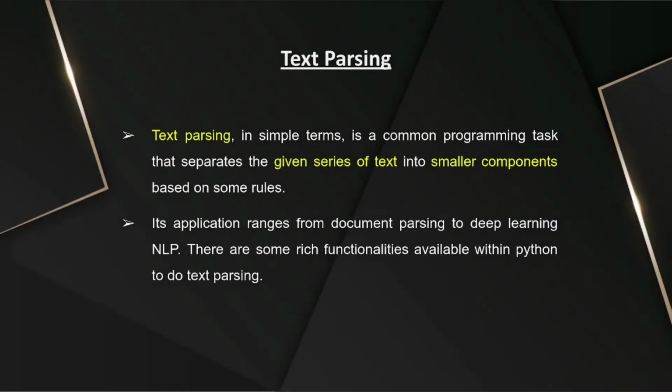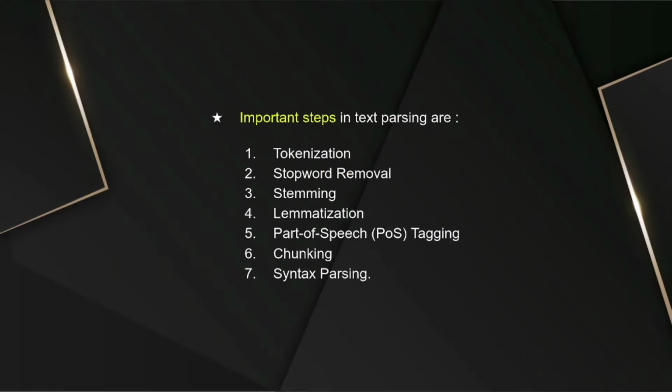So, text parsing in simple terms is a common programming task that separates the given series of text into smaller components based on some rules. Its application ranges from document parsing to deep learning NLP. There are some rich functionalities available within Python to do text parsing. So the important steps in text parsing are tokenization, stopword removal, stemming, lemmatization, parts of speech tagging, chunking, and syntax parsing. We will look at each of these topics.